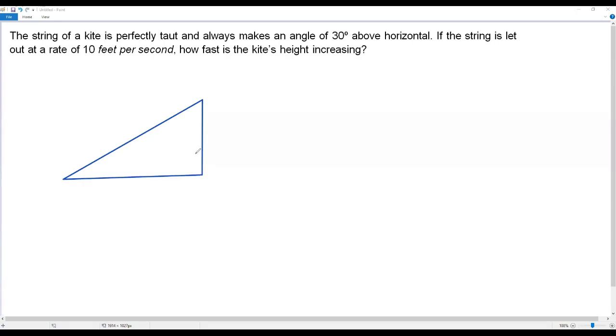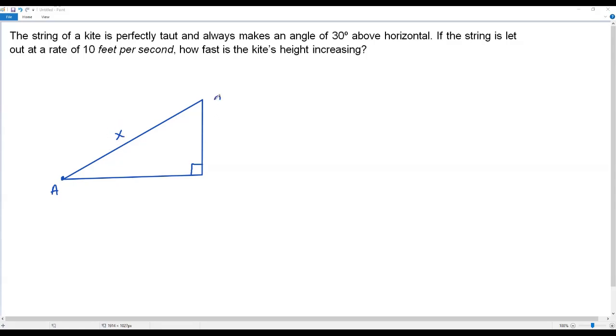Here I have drawn a picture for the given information. So here we have a right angle, and this is a point. Let's say this is point A, where the string is let out, and this vertical line represents the height of the kite. Now let me assume the length of the string as a variable x. I assign a variable for the length of the string because it's increasing as the string is let out from point A. When the string is let out, the length of the string will increase. That's why I assign a variable for the length of the string.